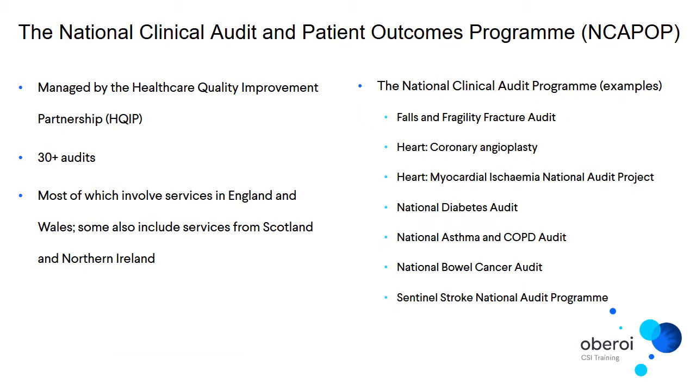The National Clinical Audit and Patient Outcomes Programme is managed by the Healthcare Quality Improvement Partnership and contains more than 30 audits, most of which involve services in England and Wales, and some also include services from Scotland and Northern Ireland. And there's a list here of some of the examples. So you've got a National Diabetes Audit, National Asthma and COPD Audit, and the Sentinel Stroke National Audit Programme, which I suspect some of you have already heard of some of these.